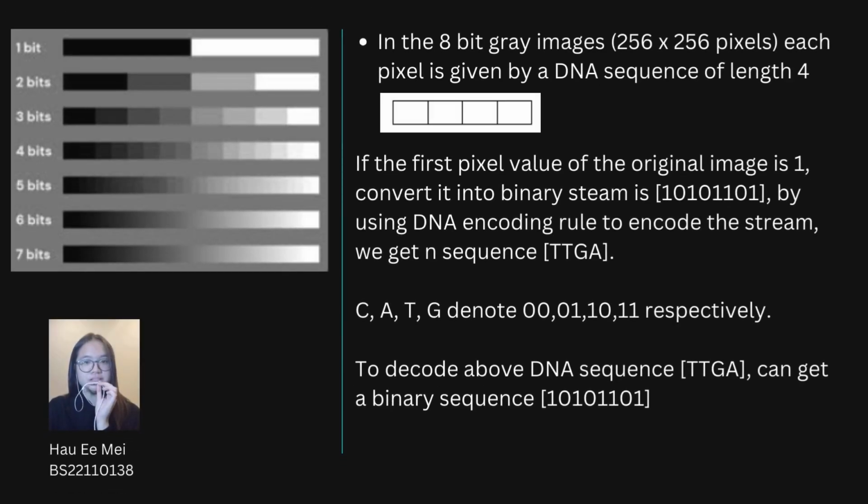Okay, so next, how to apply this DNA sequence to a pixel image. In 8-bit gray images, which are 256 times 256 pixels, each pixel is given by a DNA sequence of length 4, made of A, G, C, T. If the first pixel value of the original image is, for example, 10101101 in binary stream, then using this DNA encoding rule to encode the stream, we get the sequence TTGA, using CATG to denote 00, 01, 10, 11 respectively. To decode the DNA sequence TTGA, we get back exactly the same binary sequence, 10101101.